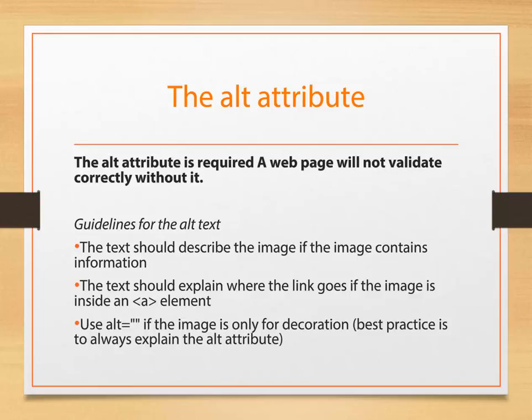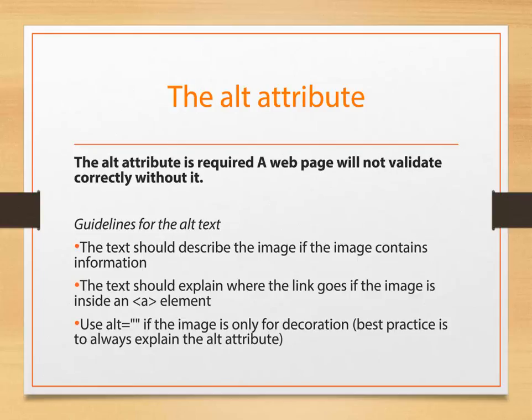Now, if you remember from our previous slide, we saw in our image syntax that after the image source and the file name, we have an alt attribute. This is a very important feature for the image tag. The alt attribute is required. A web page will not validate correctly without it. The required alt attribute specifies an alternate text for an image. If the image cannot be displayed, the alt attribute provides alternative information if a user for some reason can't view it, whether that's a slow connection or they're using some type of accessibility tool like a screen reader for a disability.